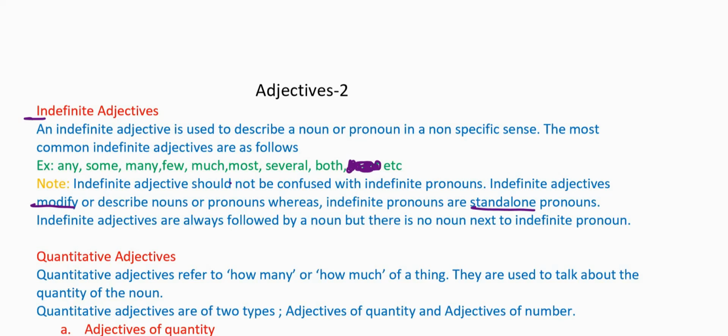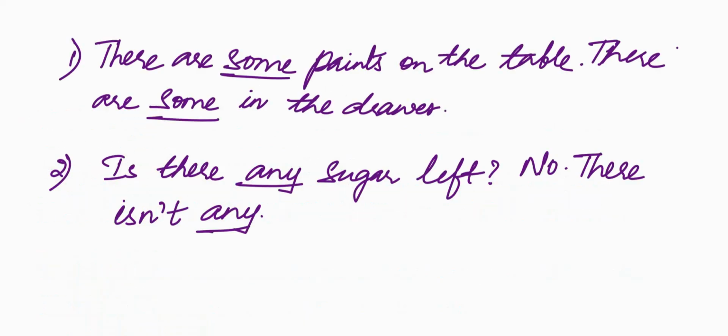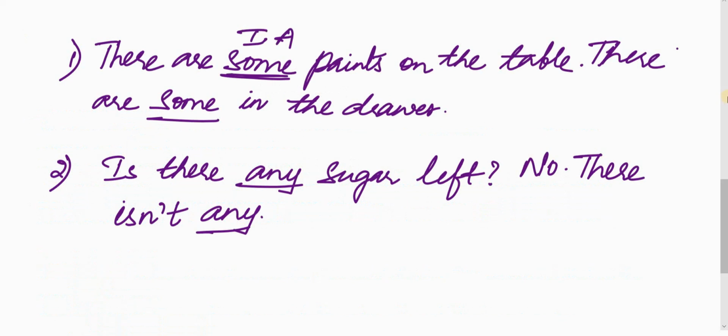Alright, let us understand this concept by looking at a couple of examples. In the first sentence, there are some paints on the table. The word some here is an indefinite adjective because it is describing the noun paints in a non-specific sense. We are saying some paints, we don't know how many. Hence, some here is not replacing the noun paints. It is describing or modifying the noun paints. Hence, it is an indefinite adjective.